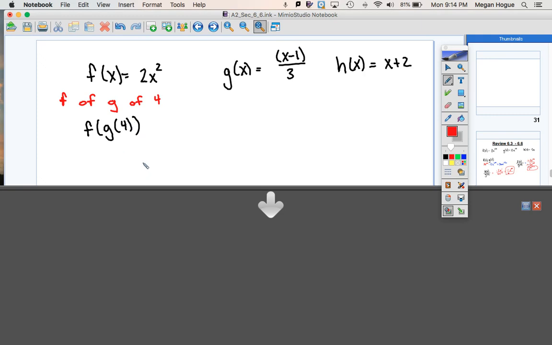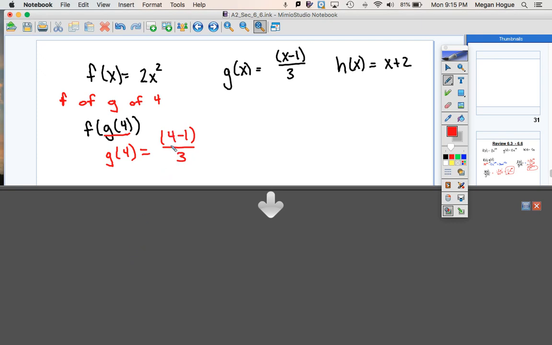Well, remember order of operations. We start inside the innermost parentheses. There's nothing I can do with that 4, but I can do that part. So I'm going to say g of 4. And I ignore the rest of that now for a second. And when I see g of 4, that tells me, hey, go to the g function. That 4 gets plugged in where the x is. So we're going to have 4 minus 1. Those parentheses on top are important. Divided by 3.